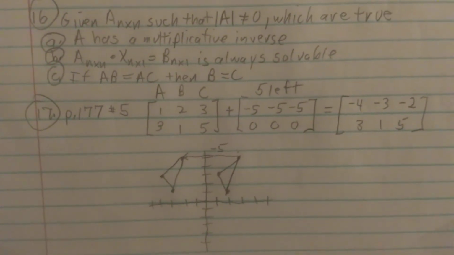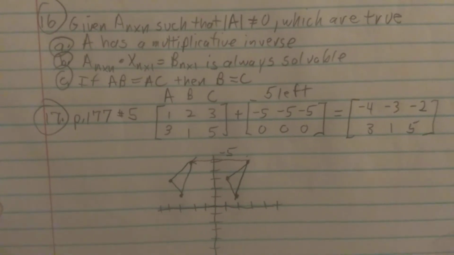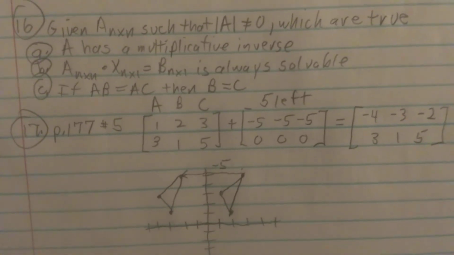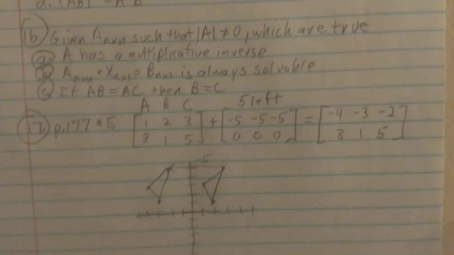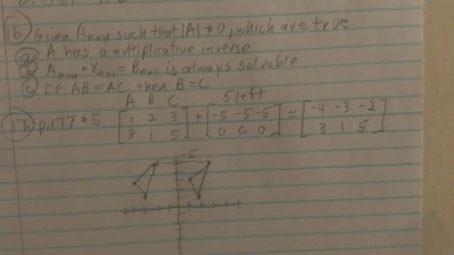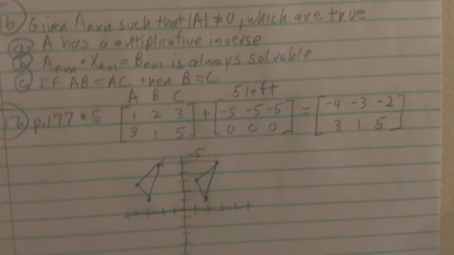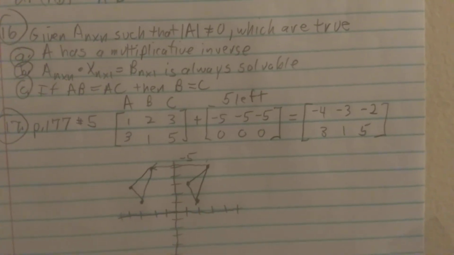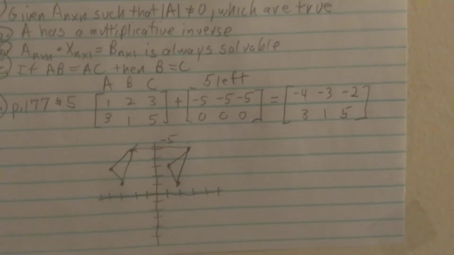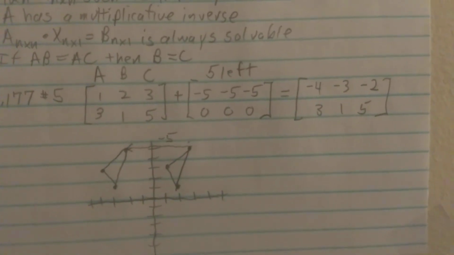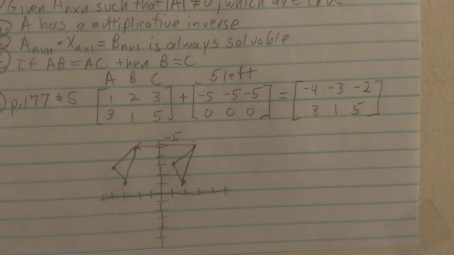Now this one is about translation. On page 177, number 5, we have 3 points. The point A, which is 1, 3, the point B, which is 2, 1, and the point C, which is 3, 5, which is plotted on the graph on the right side. And then we're going to translate 5 to the left. So the translation is by matrix addition, as we said earlier. So that's negative 5's on the top row and 0, leaving the bottom row unchanged, giving us negative 4, negative 3, negative 2, 3, 1, 5. And that's plotted in the triangle to the left, which, as you can see, is just all left shifted by 5.